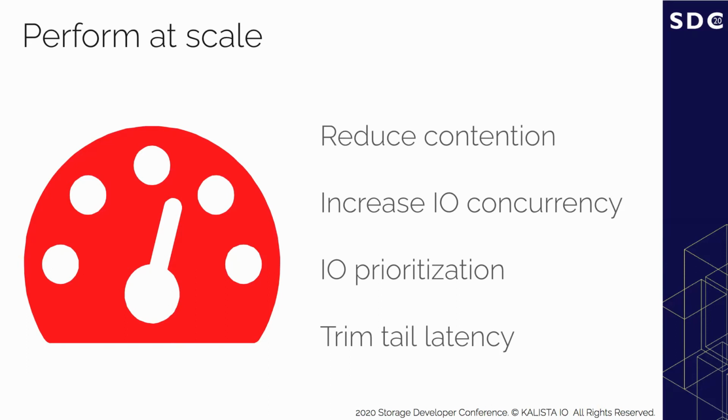Next, we want our solution to be performant and scalable, able to maintain a consistent and predictable performance at every scale. Here, we need to be cognizant that component-level variabilities and slowdowns are amplified by scale, as we have seen in the earlier example on tail latency. So as we add devices and load to the system, we want to reduce contention on available resources, increase the amount of I/O concurrency, make smart prioritization decisions to maintain good quality of service, and finally, trim tail latency as much as possible to provide consistent response times.